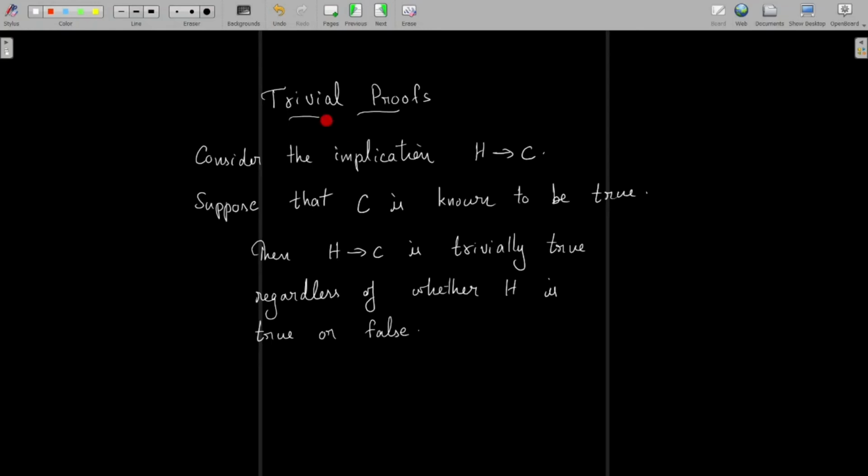Second proof method is trivial proofs. Consider the implication H implies C, and suppose that the conclusion C is known to be true. Then H implies C is trivially true regardless of whether H is true or false. Let us go to an example.